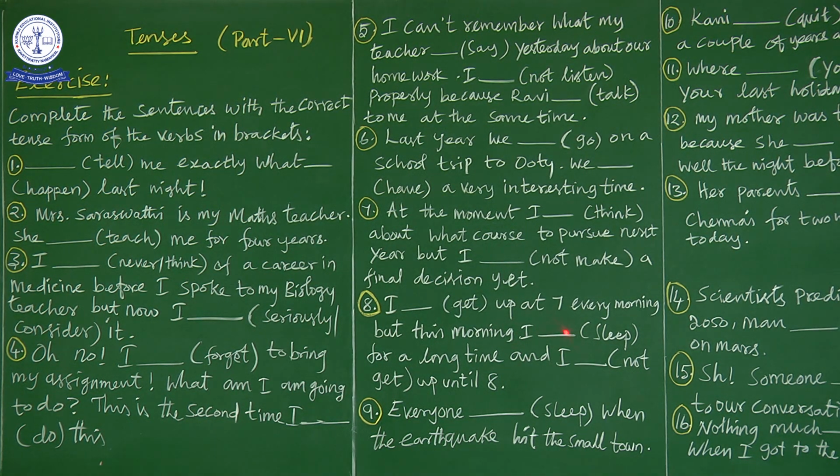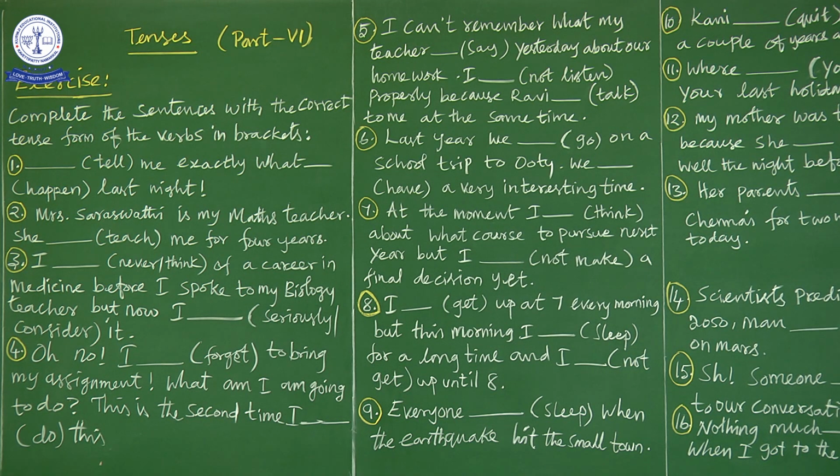But this morning I dash slept for a long time and I dash get up until 8. So here in the first sentence we have to go for past perfect tense. That is, I had slept for a long time and I did not get up until 8. Since both the sentences are in the past tense, we have to go for one in past perfect and the second one in simple past tense. Okay. So the answer is: I get up at 7 every morning, but this morning I had slept for a long time and I did not get up until 8. Let's move on to the ninth one.